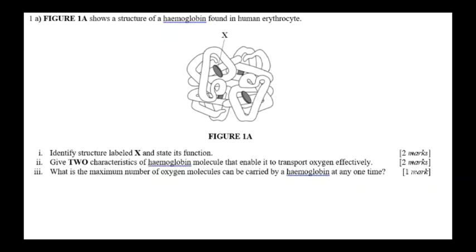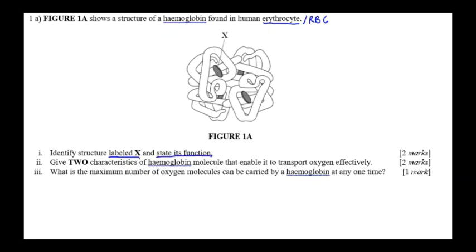In this video, we are going to discuss the questions on Chapter 7, Gaseous Exchange and its Control. 1a. Figure 1a shows a structure of a hemoglobin found in human erythrocyte, which is the red blood cell. Identify structure labeled X and state its function.